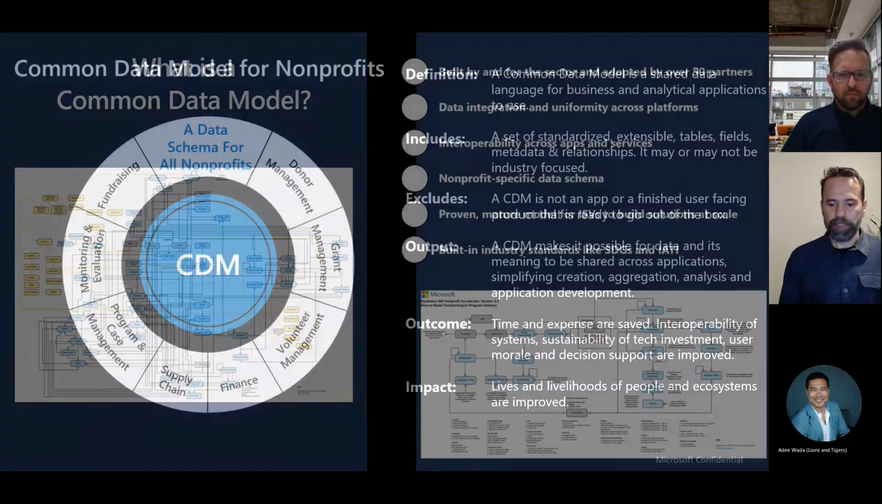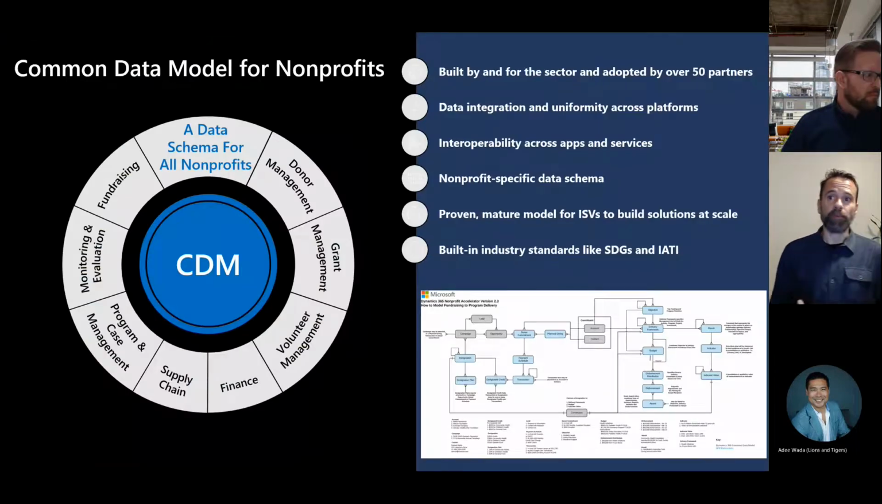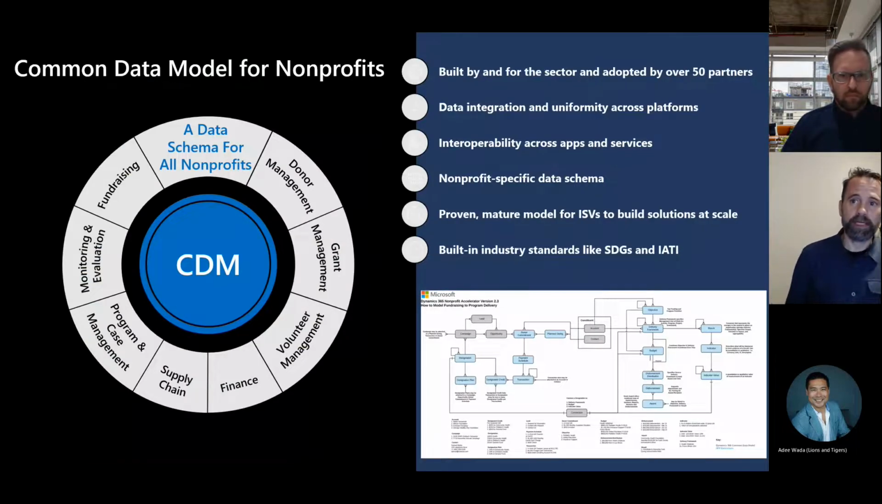So 3 years ago, we invited nonprofits, private foundations, government agencies, and other tech partners to come together to work on creating a common data model for the nonprofit sector. So as the foundation of a new wave of innovation that is community-led, open source, and representative of sector best practices, it's a platform agnostic model that's published open source on GitHub.